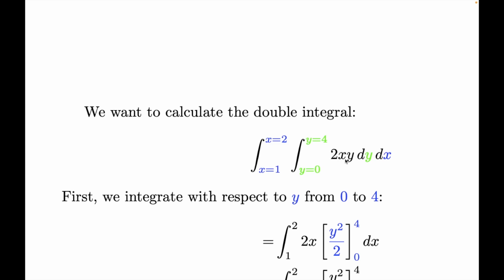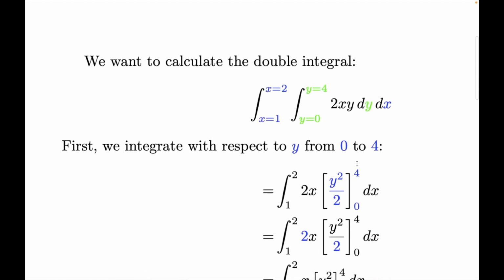Integrating with respect to y means x is constant, so we don't consider it in the integrand. We only have to find the integral of y, and the integration of y with respect to y is y squared by 2, simple power rule. So the integral of y is y squared by 2, and here I mentioned the limits of y, which shows we integrate from 0 to 4.